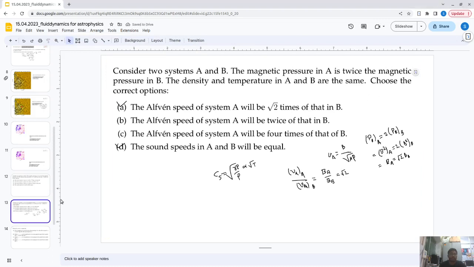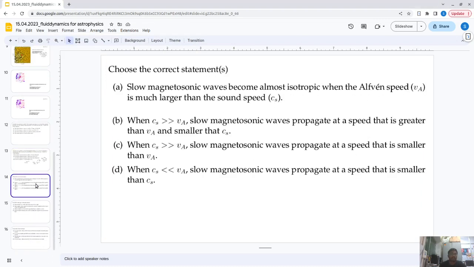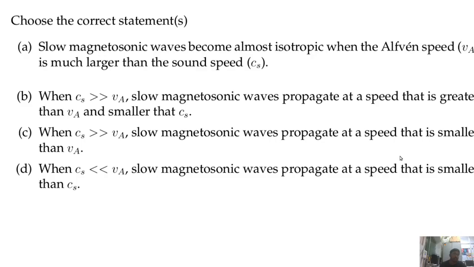Now if we go back to the next question, choose the correct statements. Slow magnetosonic waves become almost isotropic when the Alfvén speed is much larger than the sound speed. Slow magnetosonic waves cannot be isotropic. They should have some anisotropy. They will propagate along the magnetic field, so it is not isotropic irrespective of the values of the Alfvén speed and the sound speed. So the first one is not a correct answer.